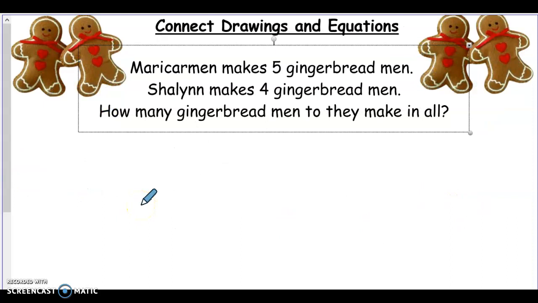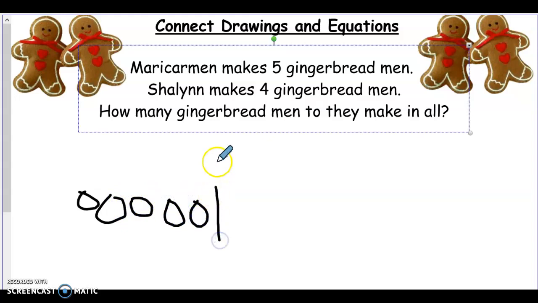Okay, our next problem says, Mari Carmen makes 5 gingerbread men. Shaylin makes 4 gingerbread men. How many gingerbread men do they make all in all? Okay, so we're going to take the 5 gingerbread men. We're going to make our drawing. 1, 2, 3, 4, 5 that Mari Carmen made. Then we're going to draw our plus. The other 4 that Shaylin made.